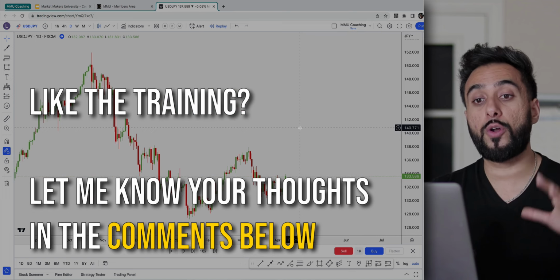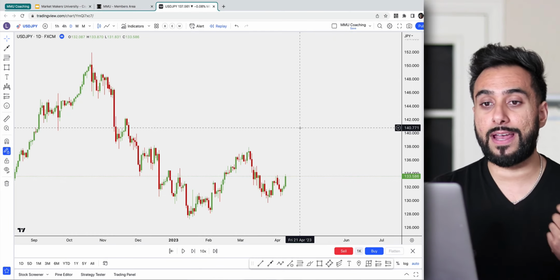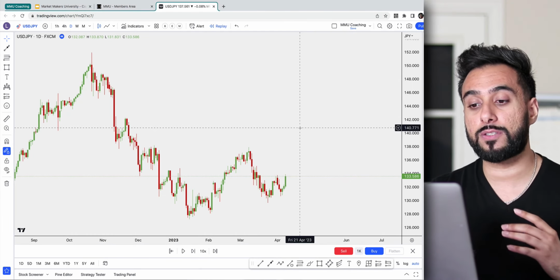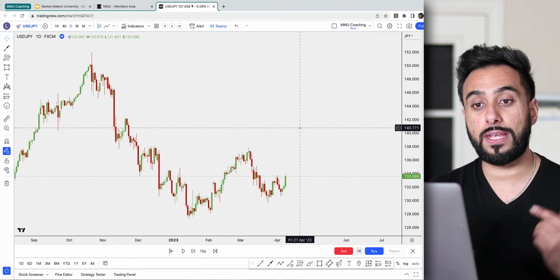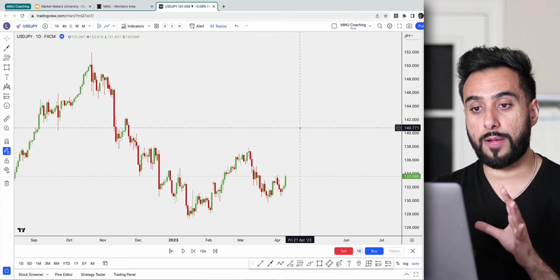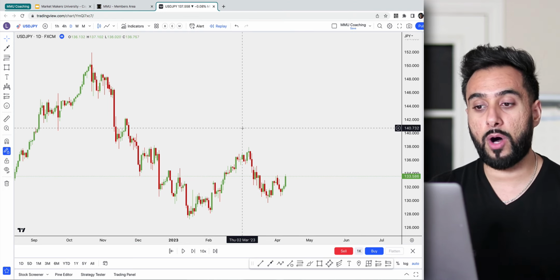Okay guys, now here's the third way to enter trades. This is going to be a little bit more advanced. We're going to be putting everything together to give us a much higher probability that the trade is going to go in our favor rather than hitting stop loss. So let's go ahead and talk about what we see here. We're going to be combining multiple different things.